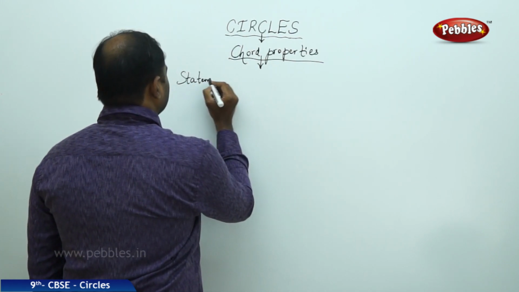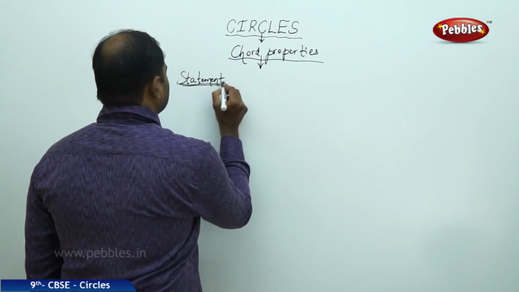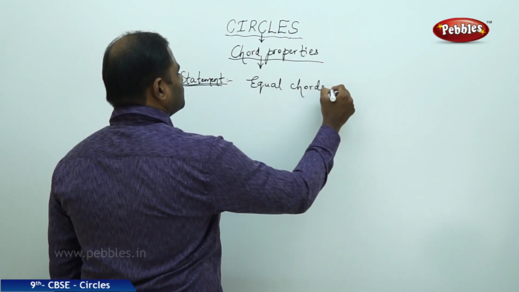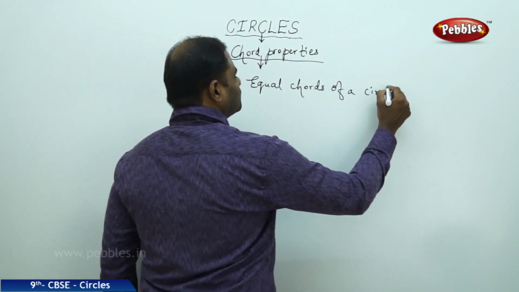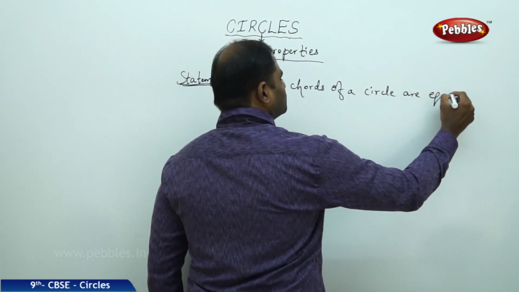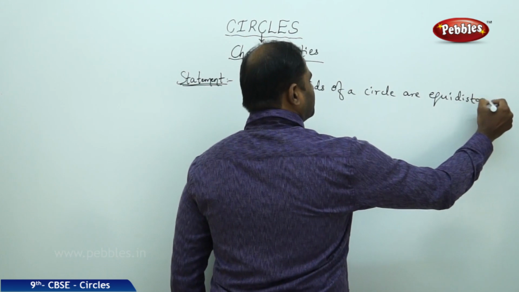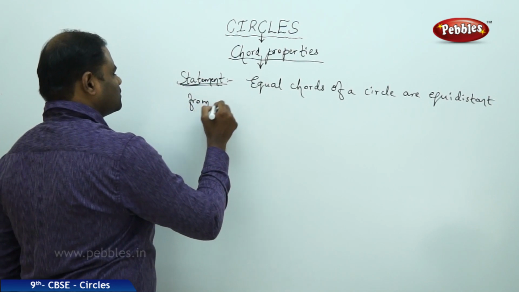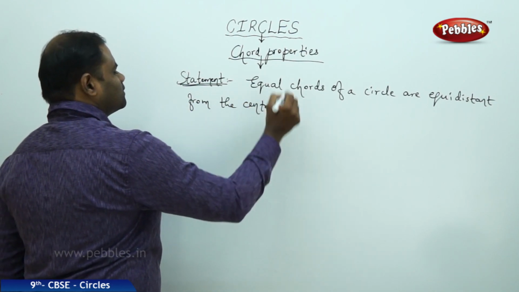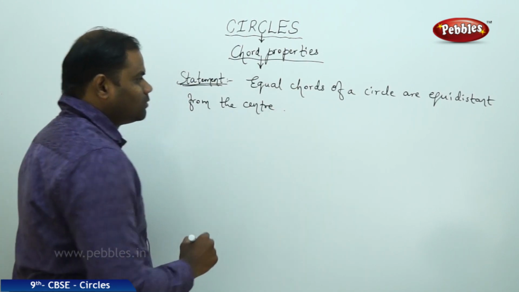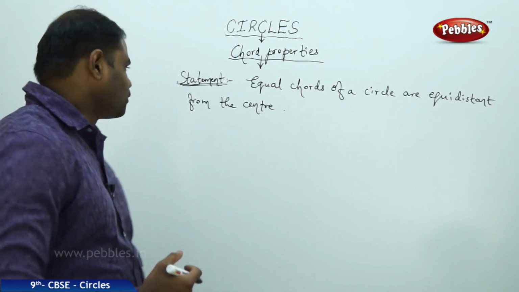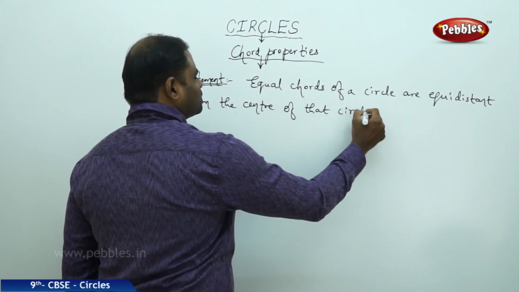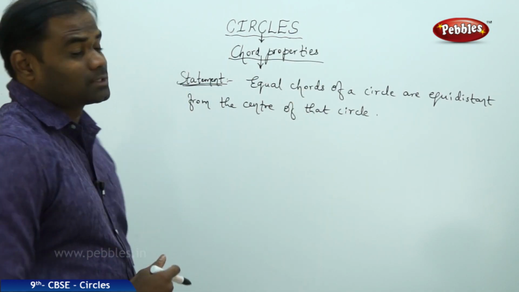So here I have a statement: equal chords of a circle are equidistant from the center. Equal chords of a circle are equidistant from the center of that circle, is how the statement comes out.